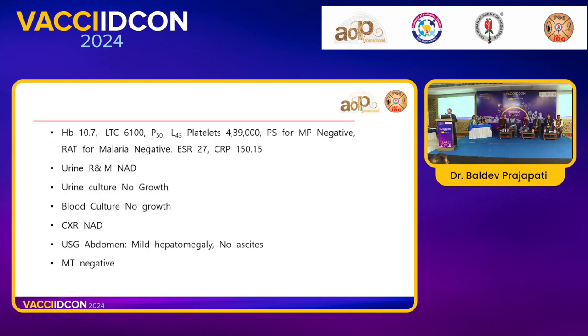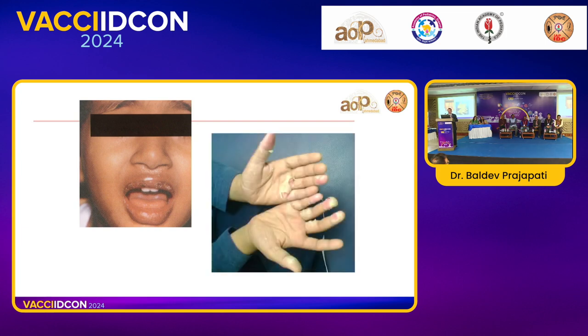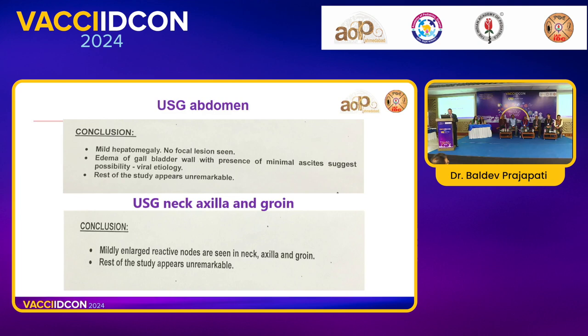Now, repeat investigations are not helping much. As you said, other infections were ruled out. Urine was normal, culture no growth, X-ray was normal, USG abdomen showed mild hepatomegaly, no ascites, Mantoux test was negative. But what next, we have already discussed. Now the child has developed this type of picture after probably 5 to 7 days of fever. To save time: repeat CBC count is high with polymorphonuclear reaction, platelets raised, CRP raised, SGPT and SGOT raised, LDH raised. Albumin was low, and I'm sure from this the thoughts are clear. USG abdomen showed hepatomegaly. USG neck showed enlarged nodes.